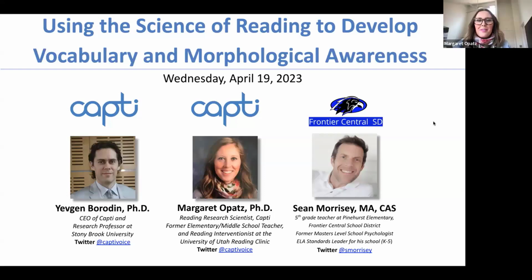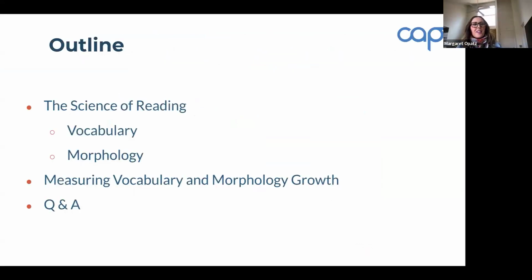All right. So as Yevgen mentioned, today we will be focusing on two aspects of the science of reading. And these are really at the word level. But when we think about vocabulary and morphology, context matters so much. So while we're focusing on that word level, we're really expanding it to be able to understand words to make meaning of text. So we'll take a look at both of those aspects of the science of reading, and then we'll look at how you can objectively measure vocabulary and morphology growth over time. And we will provide a little bit of time at the end for any questions that you may have.